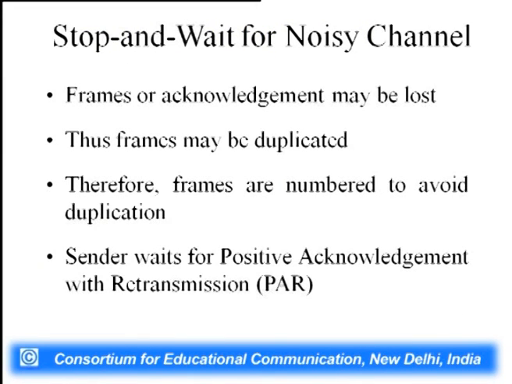Now, if you have a noisy channel where frames can be lost and acknowledgements can also be lost, frames may be duplicated. You send one frame, the acknowledgement is lost, you retransmit, so the same frame has reached the receiver twice, which is a duplication. Therefore, it is important to number these frames to avoid duplication, and the sender must wait for a positive acknowledgement, with a retransmission, so that it does not retransmit the same frame.